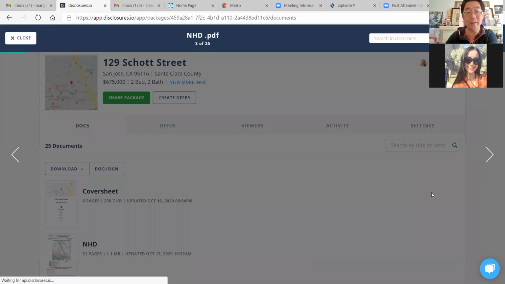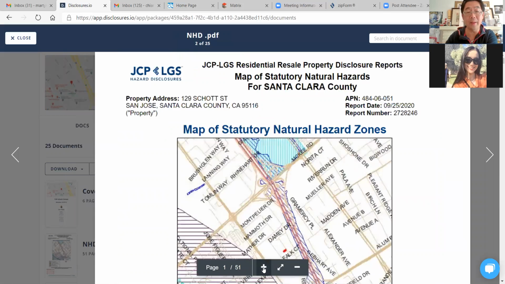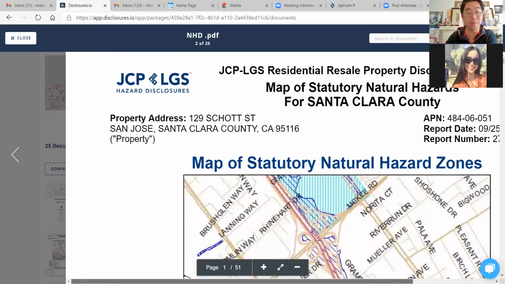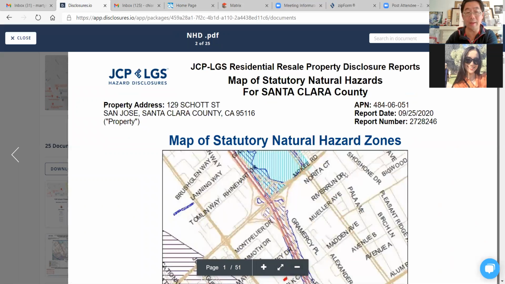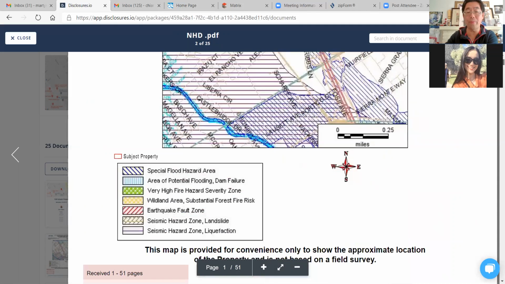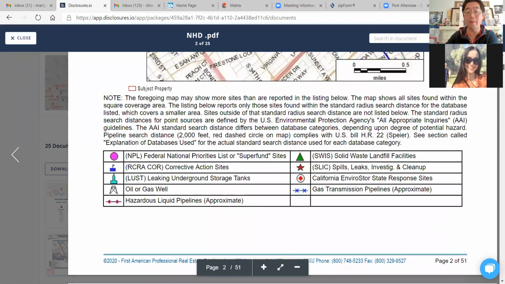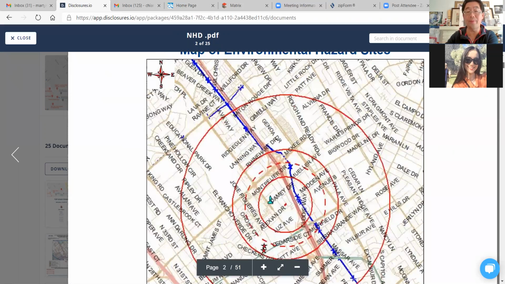Okay, let's go to the first one really quick. This is a hazard report, the natural hazard report. They basically tell you what kind of zone this location is within. This one is in Santa Clara County, and this is the parcel number right here, and the address. The report date is 9/25/2020.